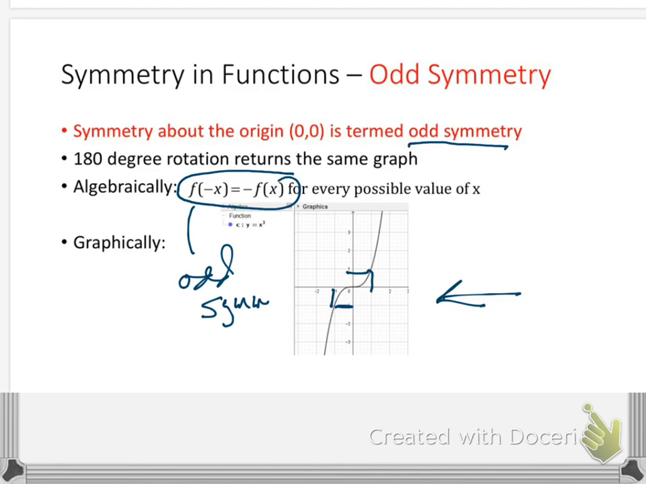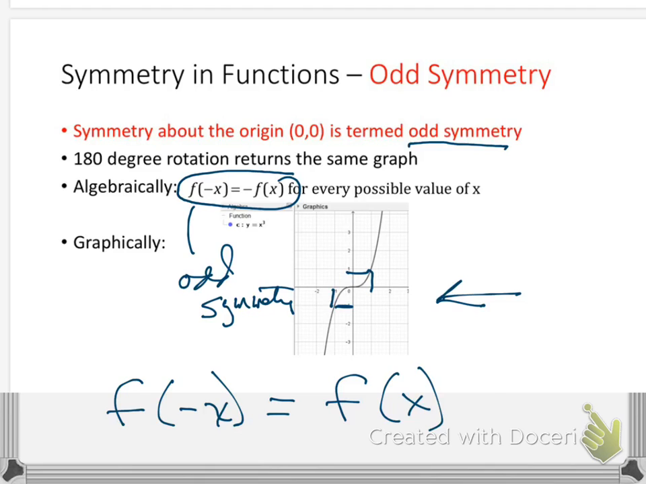Do you remember what the even symmetry looks like algebraically? f of negative x would equal f of x. Do you see the difference? This is even symmetry. Okay, you want to understand the difference between these two.